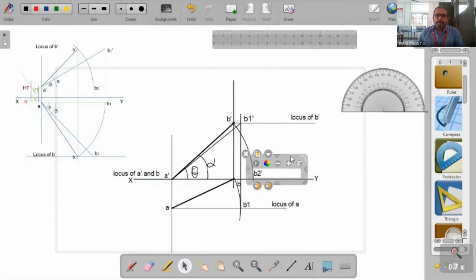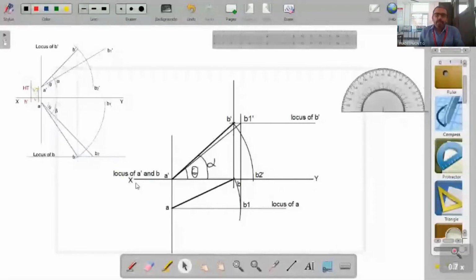Now from B2 dash, drop a projector to the locus of B. Here the locus of B itself is the locus of A dash. So B2 dash as well as the locus of B are lying on the same line. So that means B2 dash itself will be the B2 point. The point B2 will be equal to the point B2 dash.